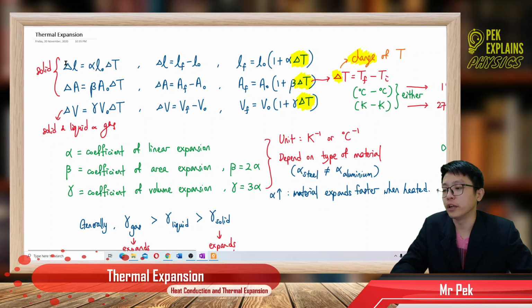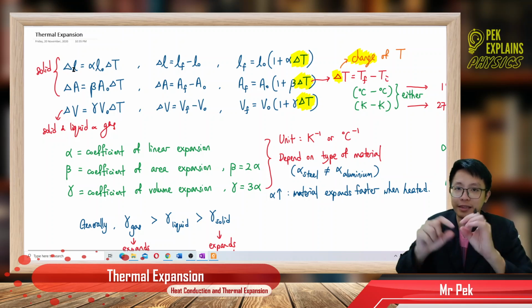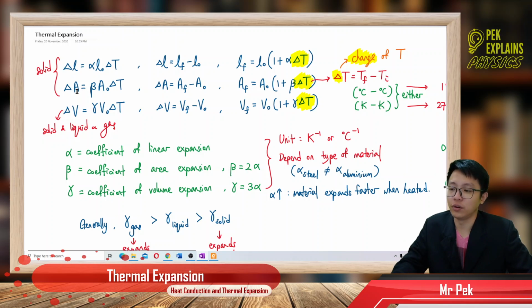Normally, increase in length and increase in area only happen in solids, because only a solid, like a metal rod, has length. A solid also has an area. Liquid and gas don't have a length. We don't measure liquid or gas with length or area. We only measure liquid and gas with volume.